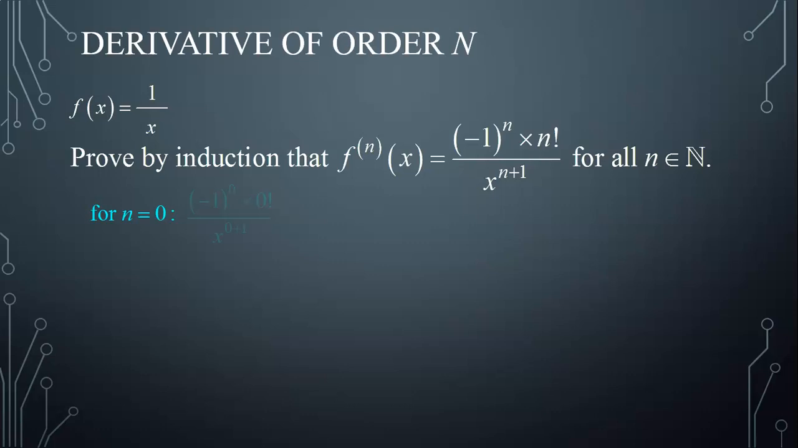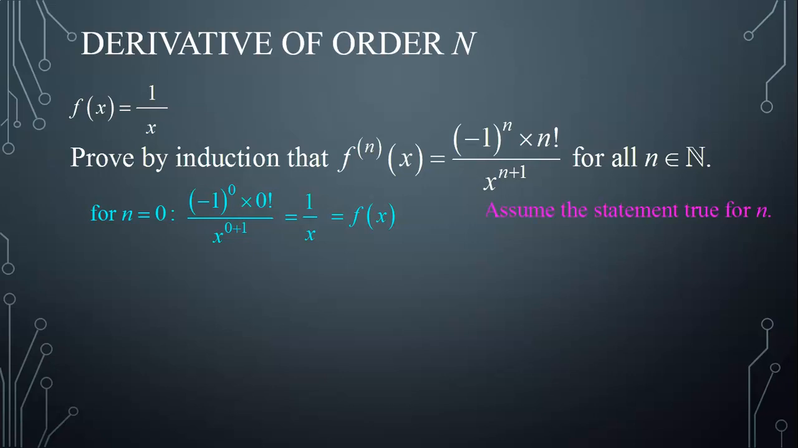So replacing n by 0 in the obtained expression, I get negative 1 to the 0 times 0 factorial divided by x to the 0 plus 1. Now negative 1 to the 0 is 1 and 0 factorial is 1. And at the denominator, x to the 0 plus 1 is x, which leads back to f of x. And we have seen already that the derivative of order 0 is the function itself. So this is confirmed for n equals 0, for the first value of n.